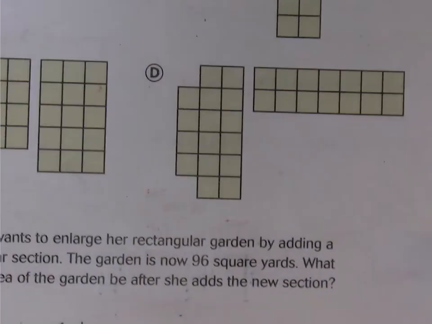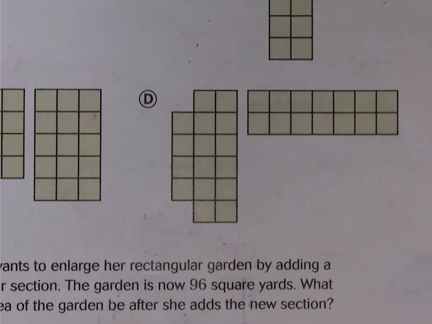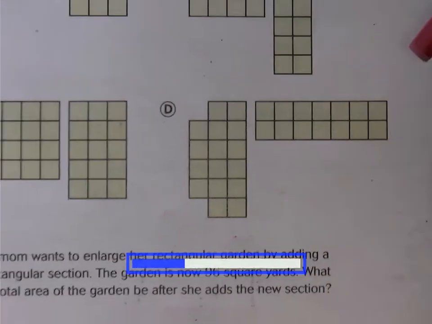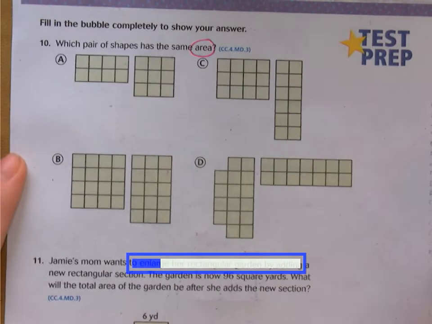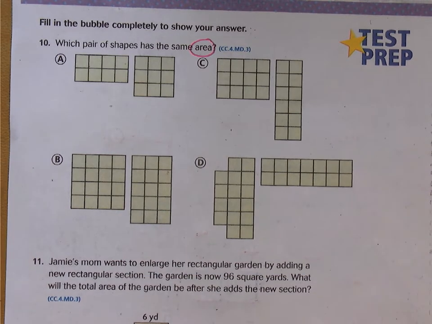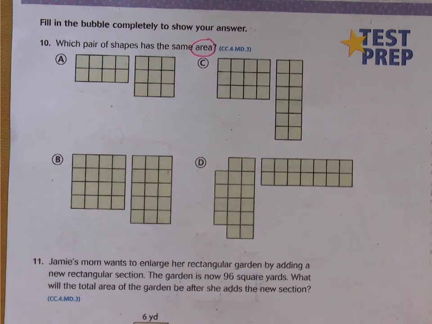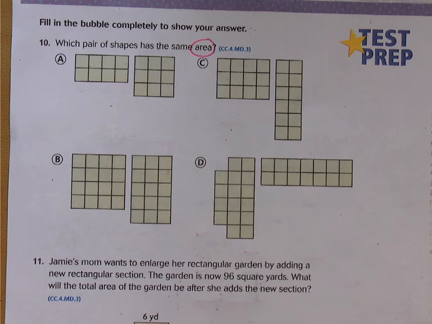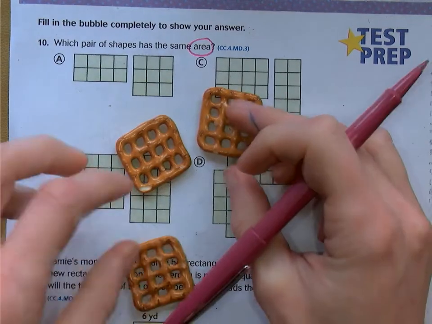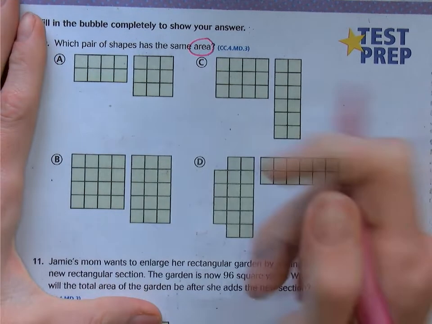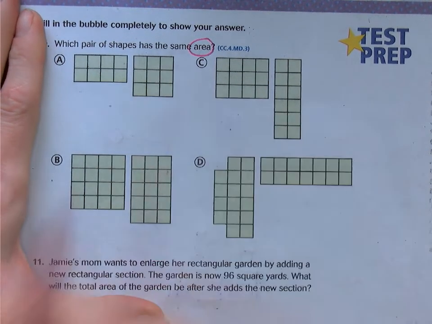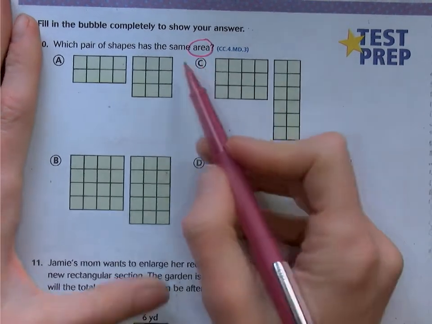Okay, let's look at the story problems on the back. They're not too hard. Which pair of shapes has the same area? Okay, remember area is how many they cover. Remember me getting my pretzels out? Area is how many pretzels it takes to cover it. So think of these little grids like they're pretzels. Okay, count them.